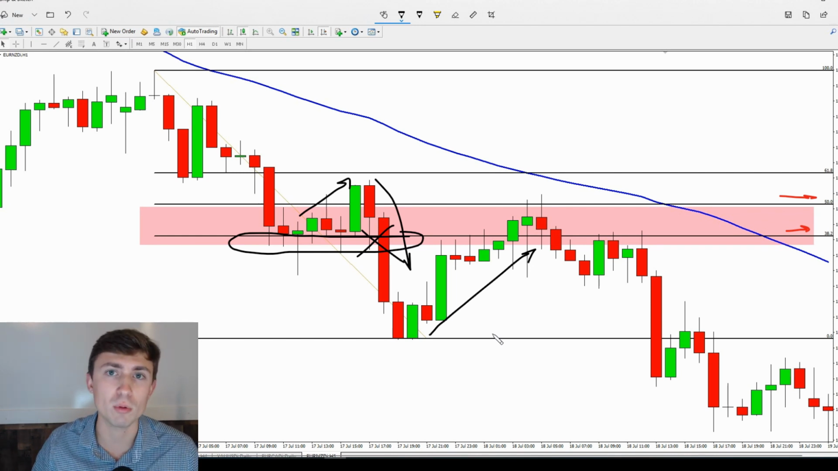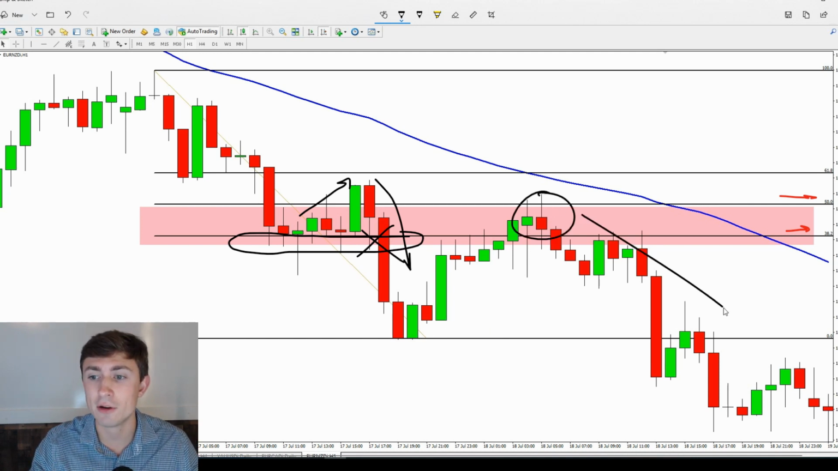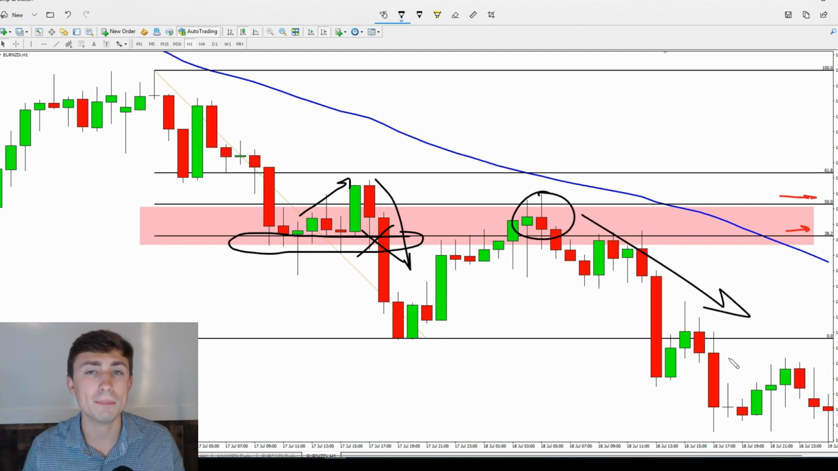This is what a lot of people will call a kill zone, right? It's a level of structure that has been previously broken, and as price pulls back into it, it can be a great opportunity for sellers to hit this market back down. And that's exactly what we saw play out here, right?